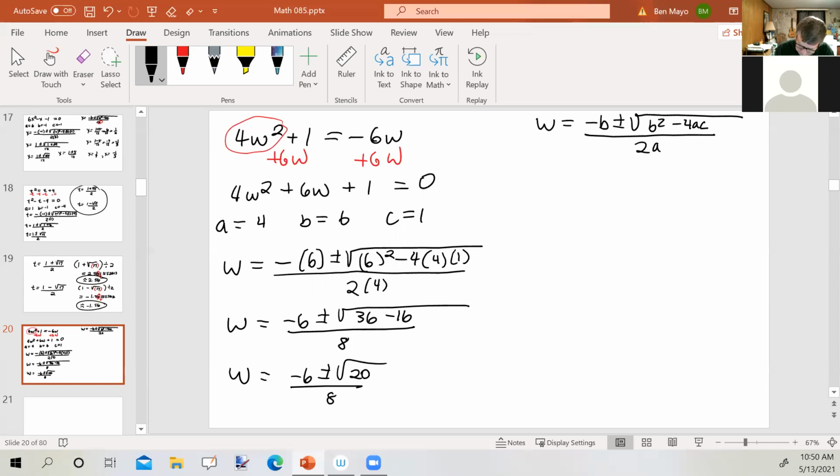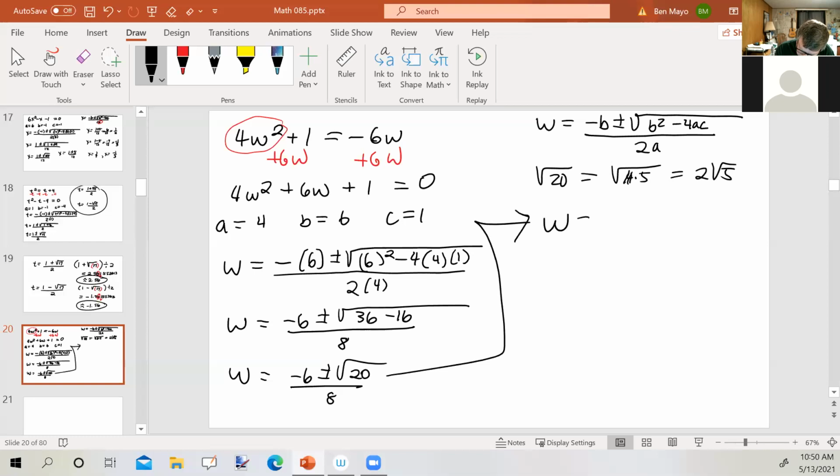All right, now, let's take a look at the square root of 20. The square root of 20 could be written as the square root of 4 times 5, which could be written as 2 square roots of 5. So this could be written as W equals -6 plus or minus 2 square roots of 5 all over 8. Do you see that -6 and 2 square roots of 5 and 8 all are even? They all have a factor of 2. So we could reduce that down. And we could write it like this.